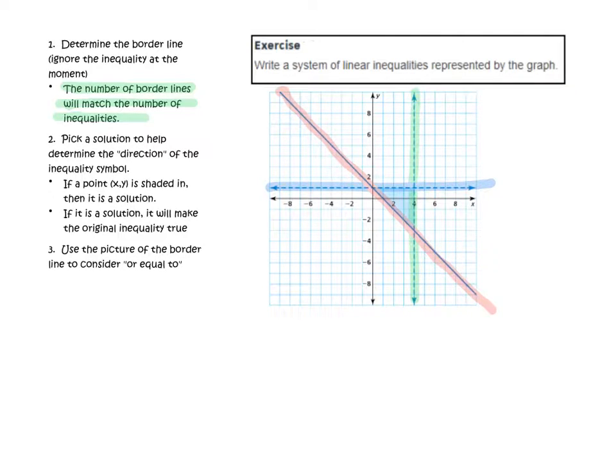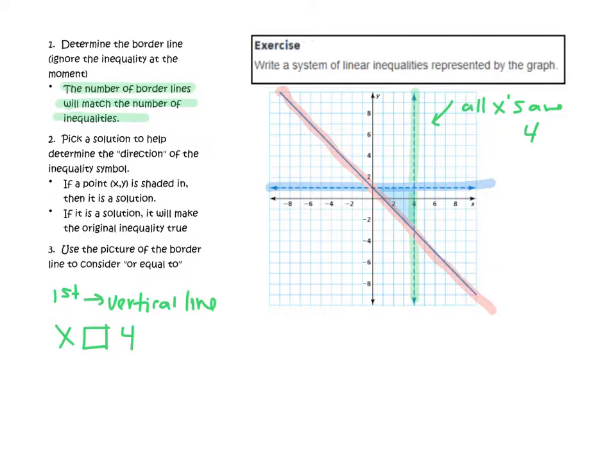So for this case, we're going to do the first borderline. Now the first borderline is a vertical line. If it's a vertical line, we know it's in the form x is being compared to a number. So on this line, all x's are 4. So the borderline can be represented by the inequality x being compared to 4.